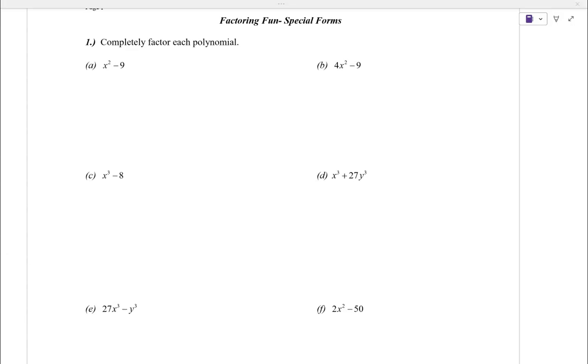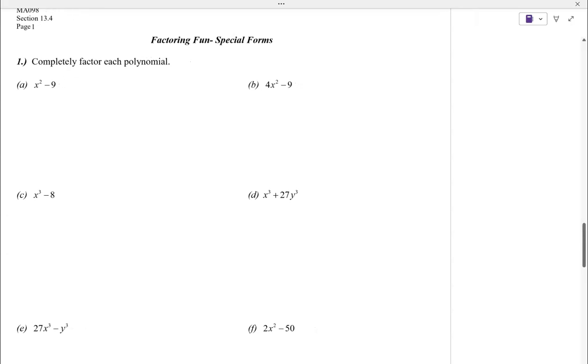All right, so last time, we just did a review of factoring. The time before that, remember we introduced three special forms. We had difference of squares, so that was when we had two quantities that we could read like a perfect square, and then they were subtracted from each other.